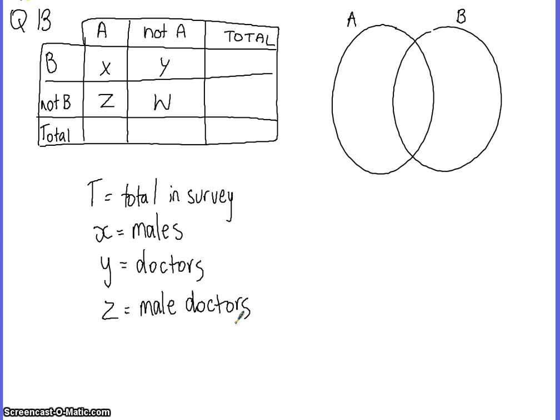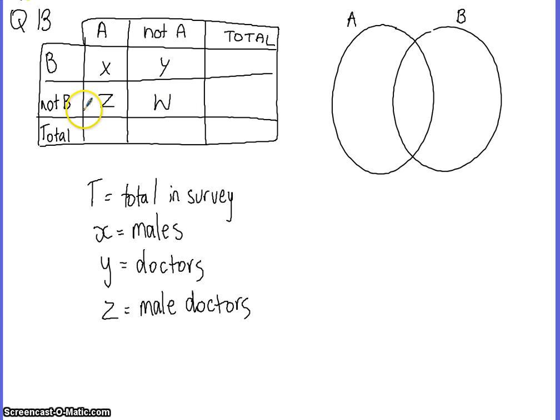Okay, so explain to me what this means, somebody that's had a crack at this, because they ask you, don't they, to complete the two-way table and then transfer it to the Venn diagram. Explain to me what this sort of means here. Anyone? Giving you the information for the Venn diagram. What does this X represent? Males. The Y? Doctors. The Z? Male doctors. W. What might the W represent? Neither.